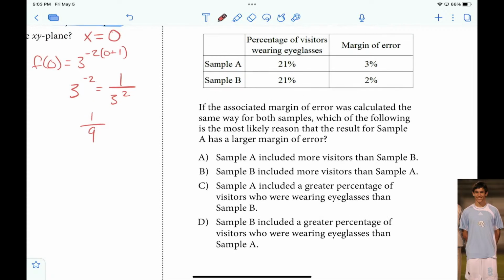So A, sample A included more visitors than sample B. Well, if we look at these margins of error, sample B had the smaller margin. So since sample B had the smaller margin, that means that it had to have a larger sample. It had to include more data. So that's why A is not correct. A would be saying that it has more data, so its sample would be bigger, which means its margin of error would be smaller. So then B, sample B included more visitors than sample A. Yeah, we could say that because we know sample B had a smaller margin of error. So the smaller the margin of error, the bigger the sample gets.